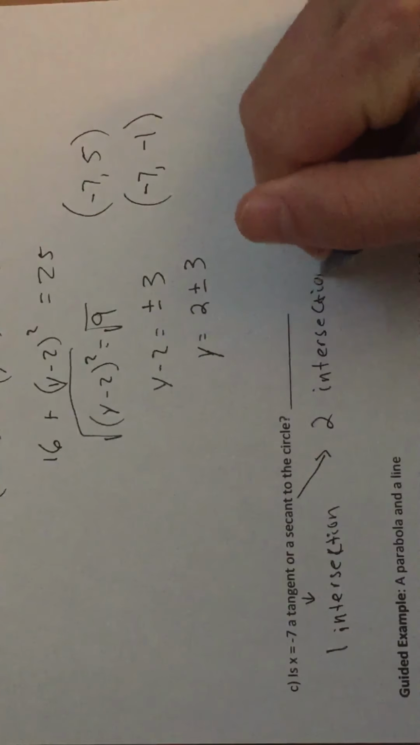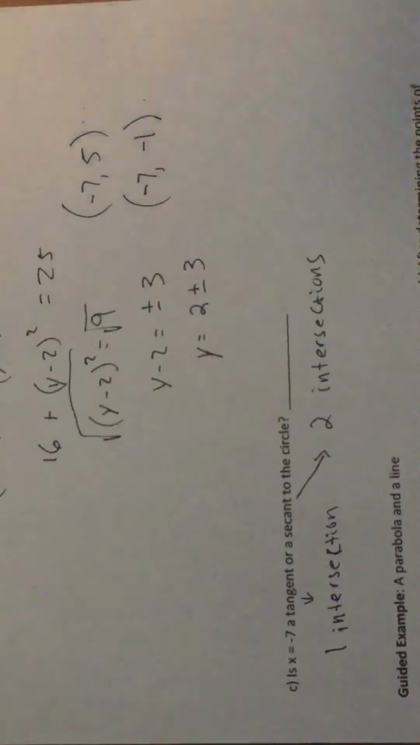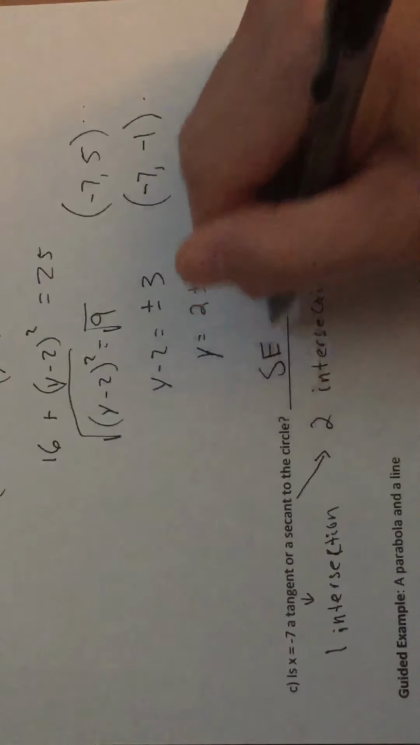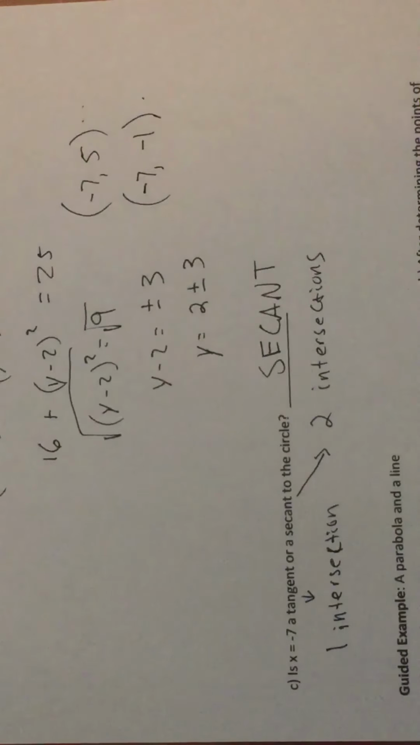So we kind of already know that we have 2 intersections. That would imply that x equals negative 7 is secant to the circle. It just means it intersects the circle more than once. Right? It almost forms a chord through the circle.